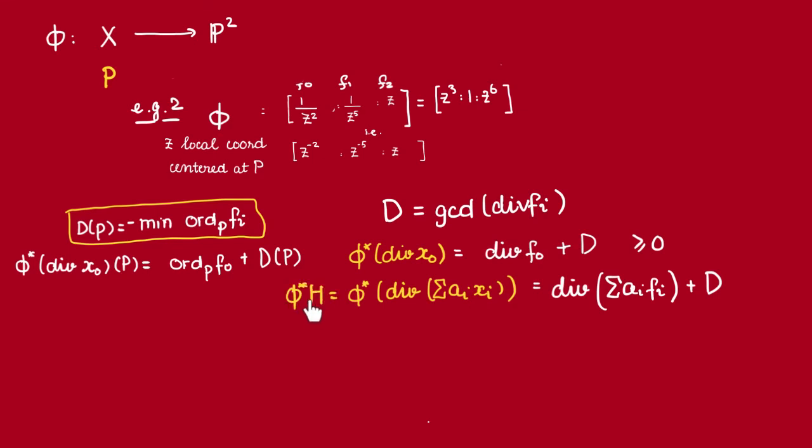More generally, if we take any hyperplane in Pn, then the hyperplane must be of this form. It must be a linear combination of the xi. So its pullback is just going to be the div of a linear combination of the fi plus d. And this is, again, an effective divisor. And it's linearly equivalent to d because it differs from d by the divisor of a function. So this is actually inside this complete linear system, right? And observe here that this is just a linear system, and it corresponds to the span of f0 through fn inside LD.